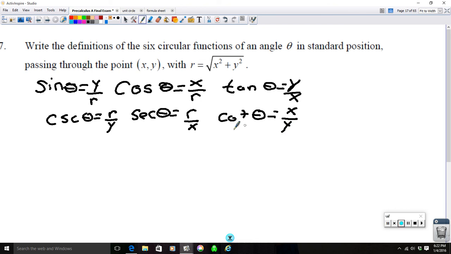One way of remembering this, if you're having difficulty, is to draw a reference triangle in quadrant number 1. This is your radius, your x value, your y value, and this is theta. And remember, sine is opposite over hypotenuse, cosine is adjacent over hypotenuse, and tangent is opposite over adjacent. And then the other 3 are just the reciprocal of that.